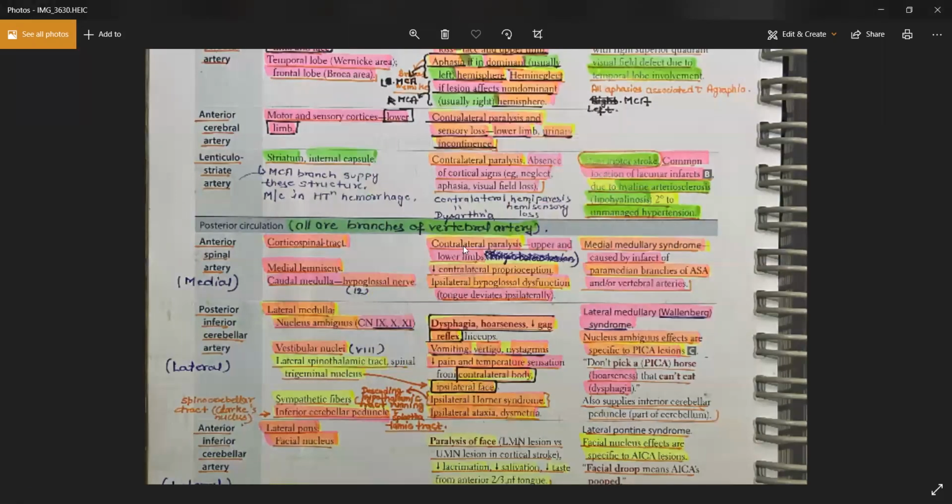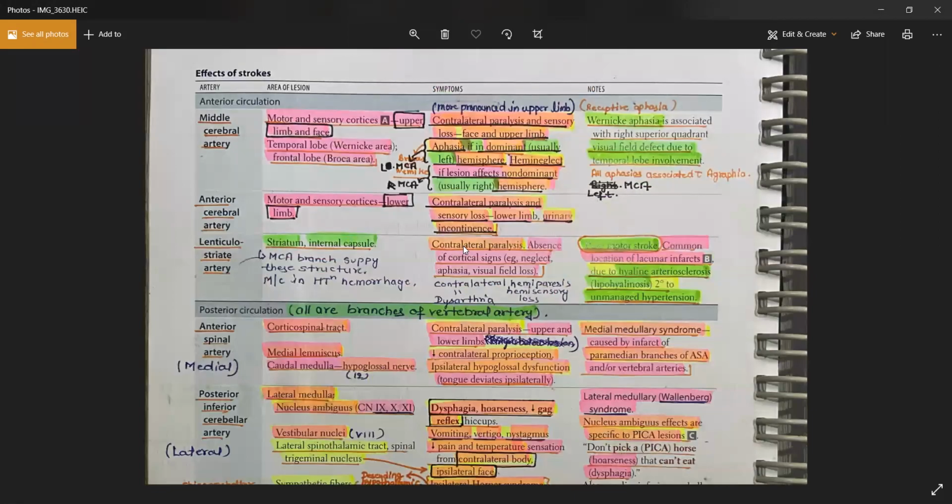Okay, so up to now we have discussed what a stroke is, what different types of strokes there are, and what microscopic profile and gross changes you will get. Then we have discussed the causes of ischemic stroke, transient ischemic attack, and all the causes of hemorrhagic stroke. Now, what are the symptoms you will get whenever you get any of these types of stroke, whether it is a hemorrhagic stroke or an ischemic stroke?